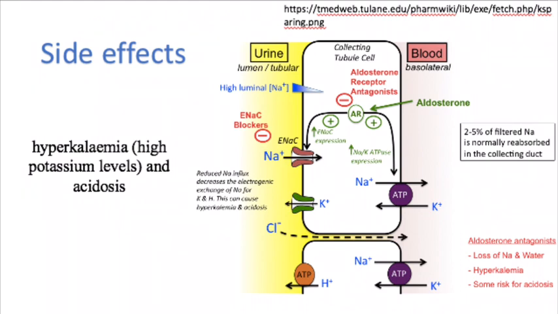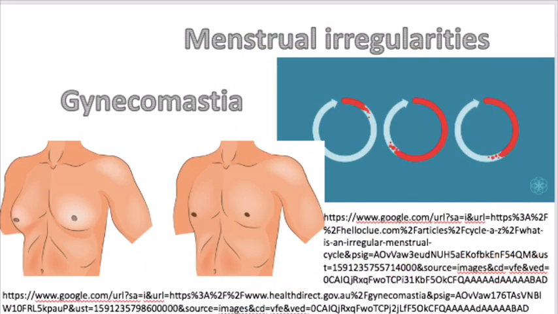Less hydrogen lost in the urine means more hydrogen in the blood, which can decrease blood pH and is a risk for acidosis, which refers to an acidic environment of bodily fluids. Furthermore, due to its chemical structure that resembles our natural steroid hormones, spironolactone can stimulate receptors for testosterone and progesterone, leading to effects such as menstrual irregularities in females and gynecomastia, that is, enlarged breasts, in males.